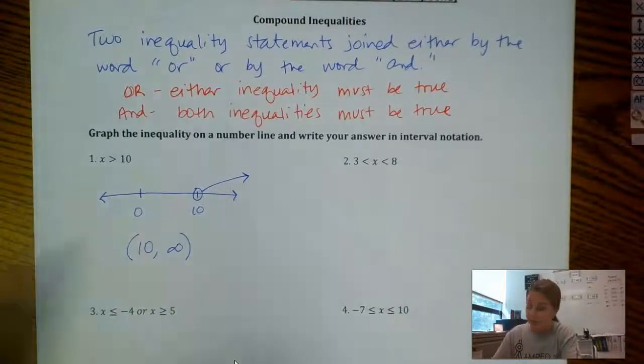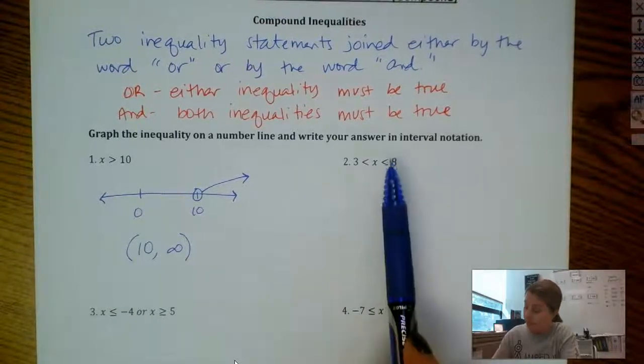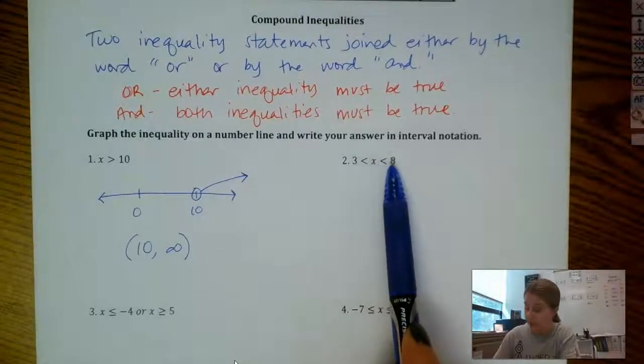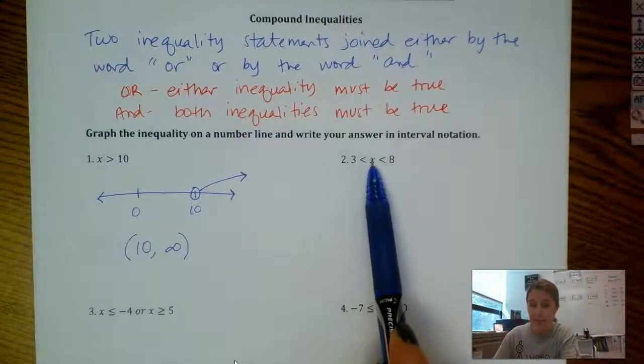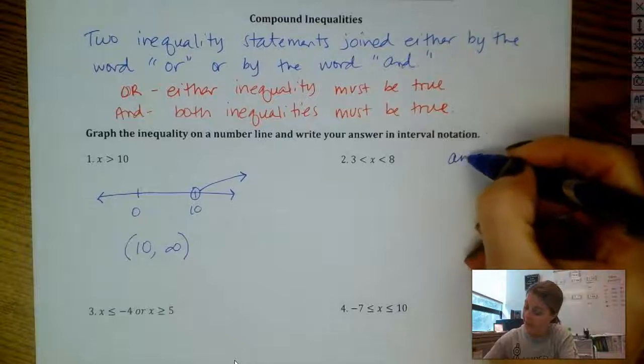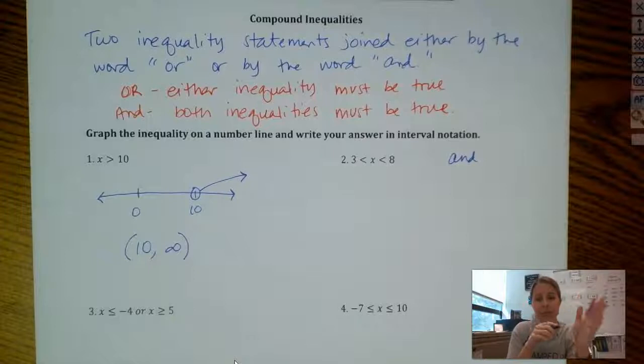Number 2, I want you to see looks a little bit different. 3 is less than x is less than 8. So what this is saying, if I take the middle, all of my answers are under 8 but above 3. So think of it as in between two numbers. So this is considered an and inequality, even though it doesn't have the word and. So 3 is less than x is less than 8. So I guess you could substitute the word in there. You could say 3 is less than x and less than 8.